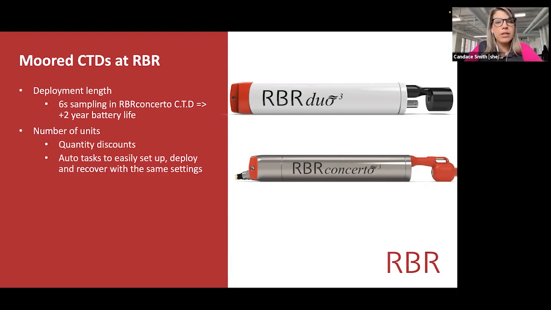The number of units. So we actually have quantity discounts for when you buy multiple instruments, if you are setting up a mooring line that has many, many instruments. And we have this awesome feature in Ruskin, which essentially lets you plug in one instrument, you configure it, and then without touching a button, and you're just unplugging and plugging in, you can configure a whole series of instruments to deploy exactly the same way. Typically on mooring lines, you want everything to be sampling at the same rate and the same time so that you can sync up the data later.